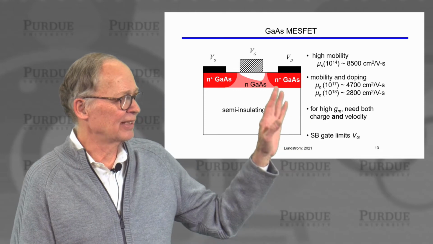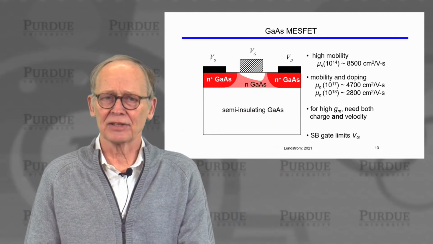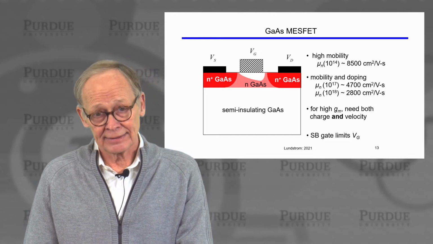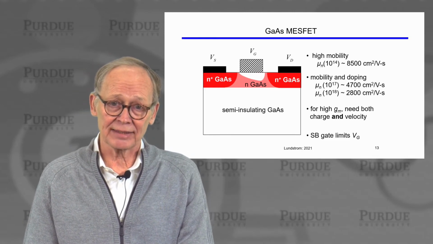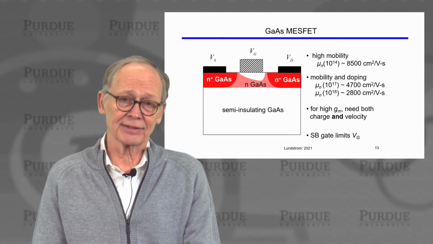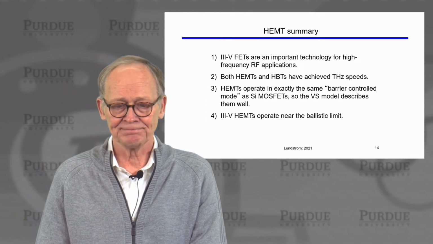I'll also point out that this device has a disadvantage. With the Schottky barrier gate, there's no insulator between the gate metal and the semiconductor. So if we forward bias that Schottky barrier gate, too much current will flow from the gate into the semiconductor, and that limits the gate voltage that we can put on this transistor.